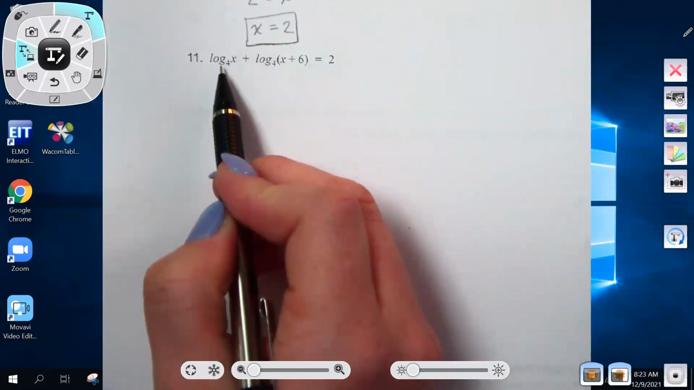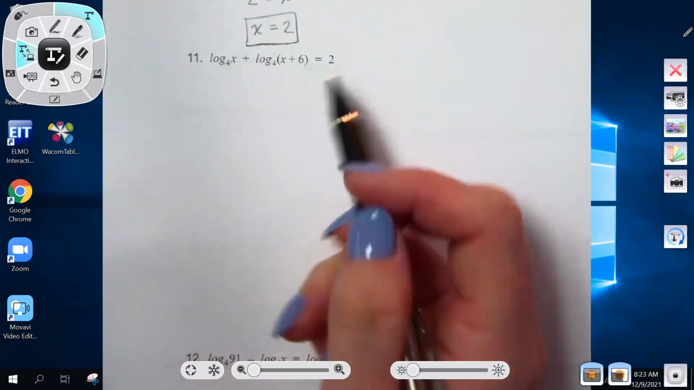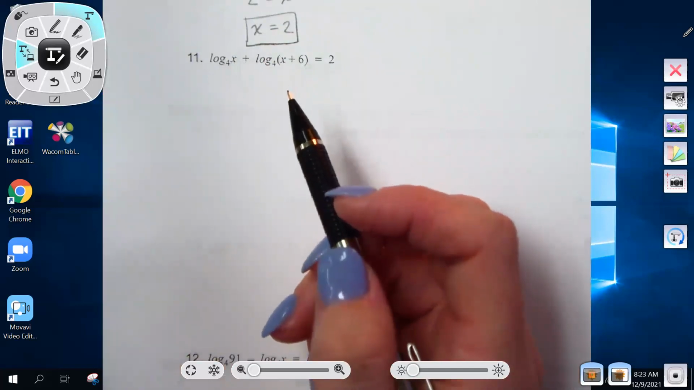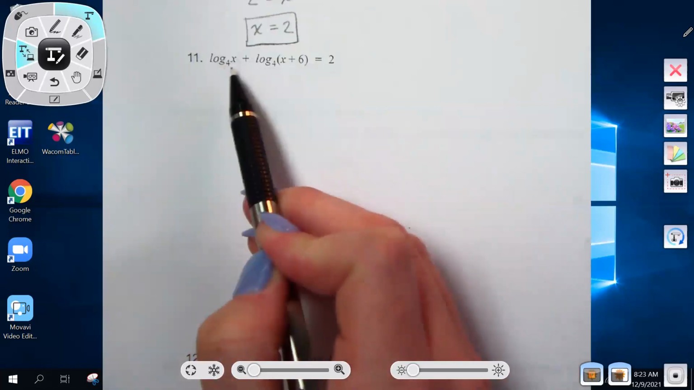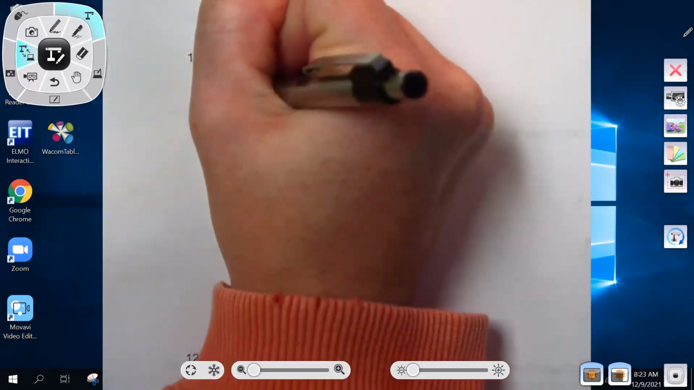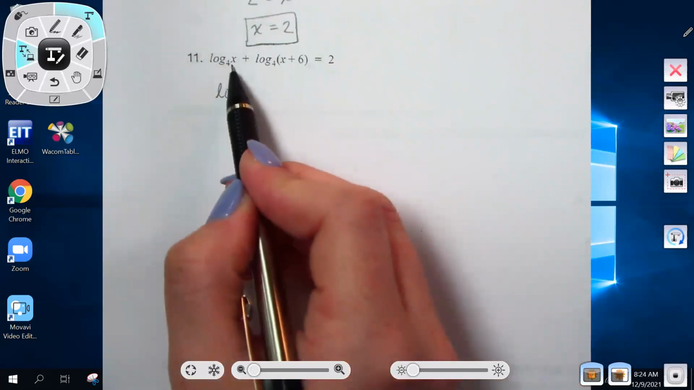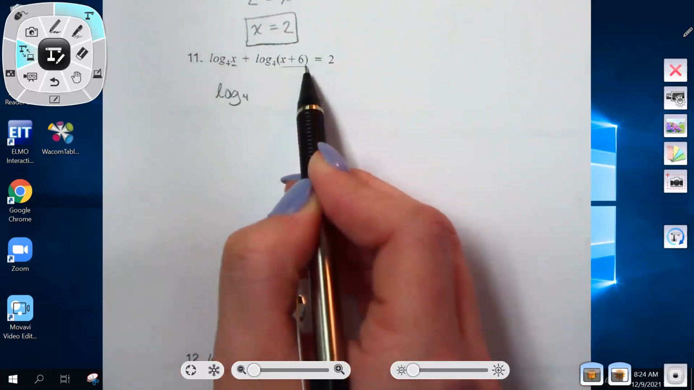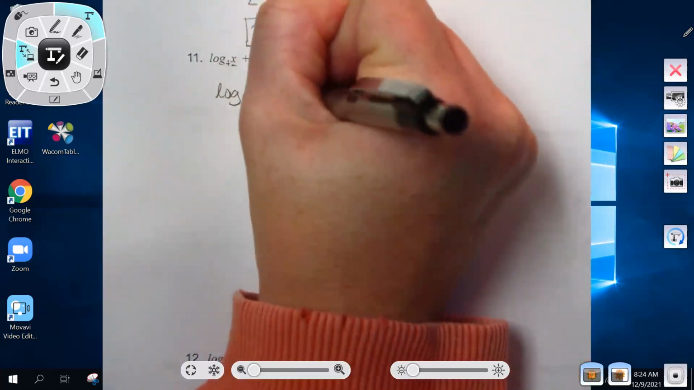We have log base 4 of x plus log base 4 of x plus 6 equals 2. So when you're adding two logarithms together, we can combine these into one logarithm. When we do that, the base stays the same, so it's still log base 4. But then we take x and x plus 6 and we multiply. So x times x plus 6.